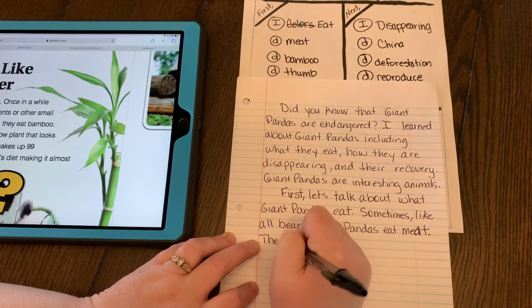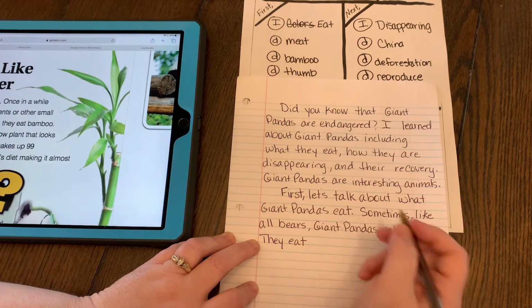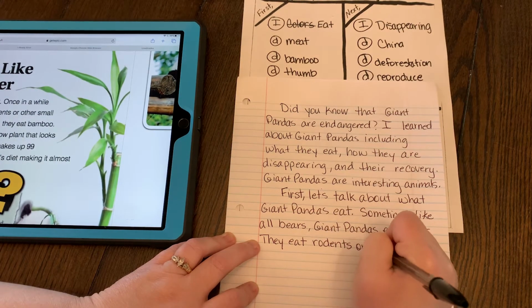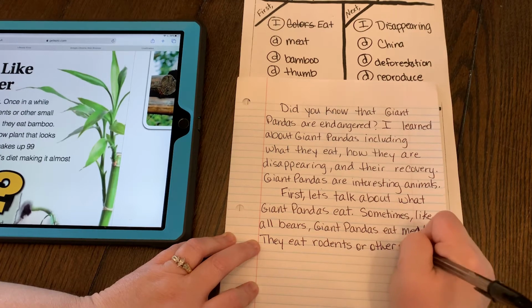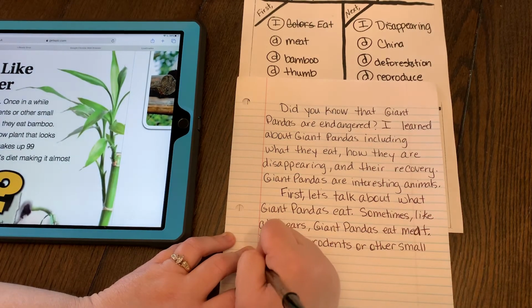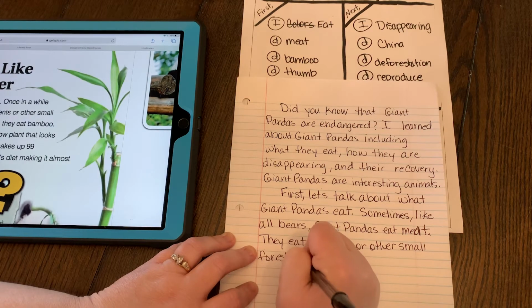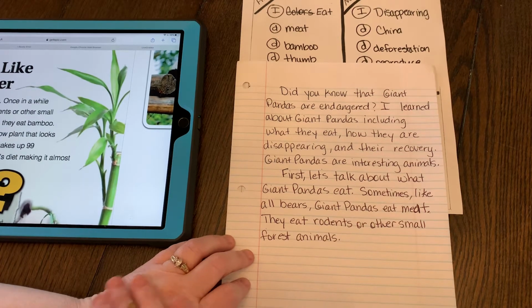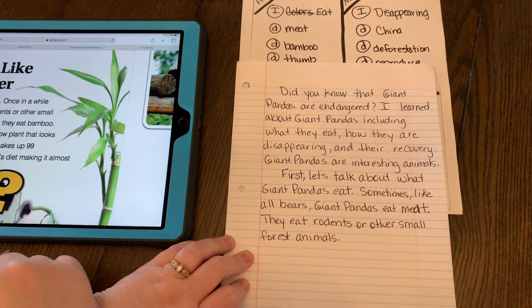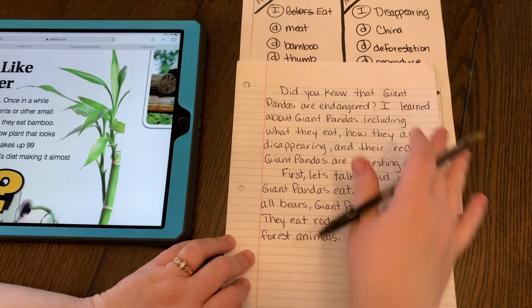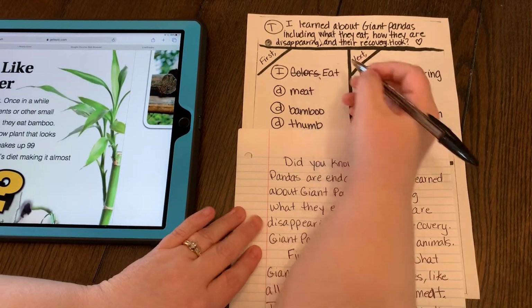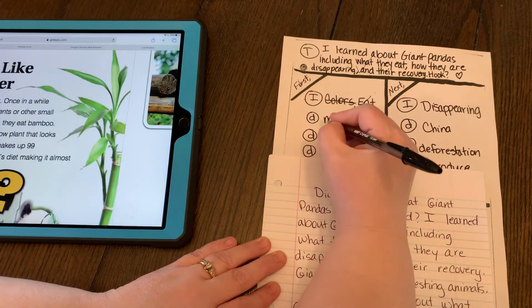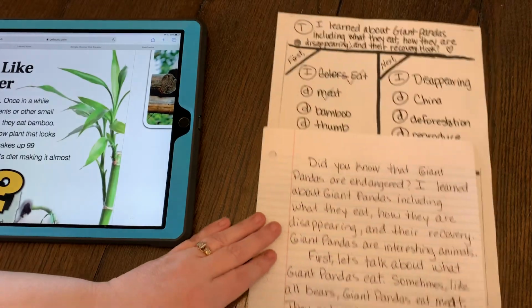They eat rodents or other small forest animals. Oh my goodness, but wait, you wrote 2 sentences for 1 detail. What in the world am I going to do? Is that okay? Yes, it's perfectly fine. Okay, so I've written about eat. I have my transition word in. I'm going to put those check marks in. I've written about meat. Now I'm on to bamboo.